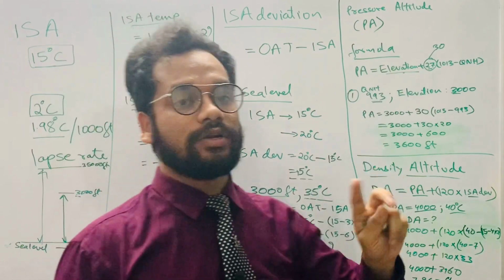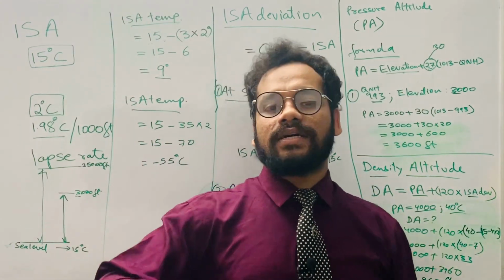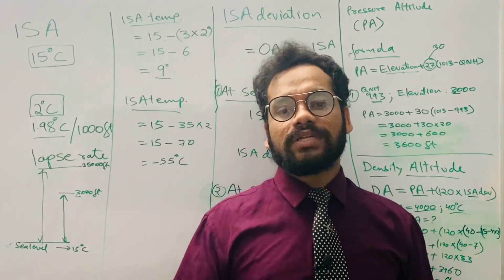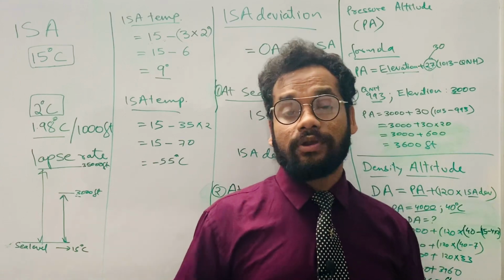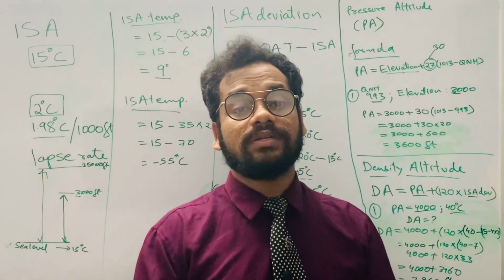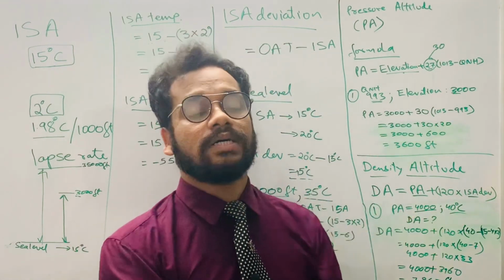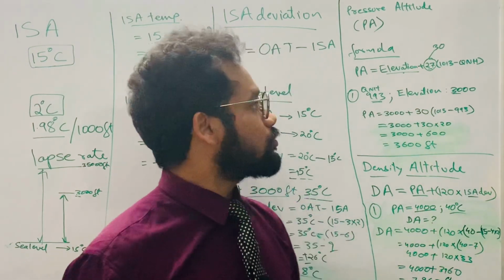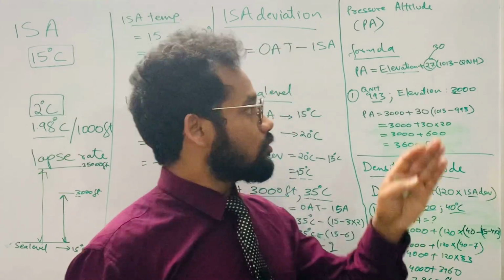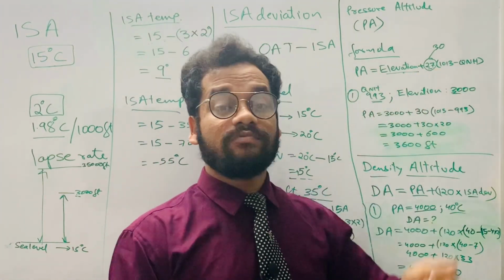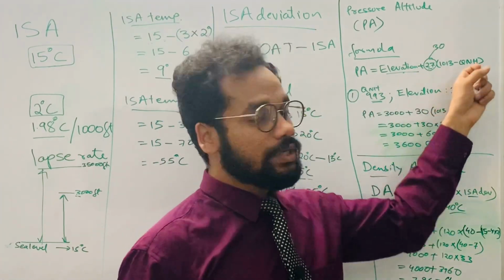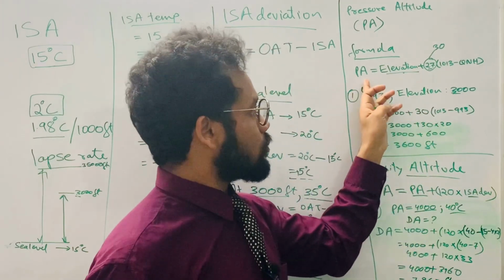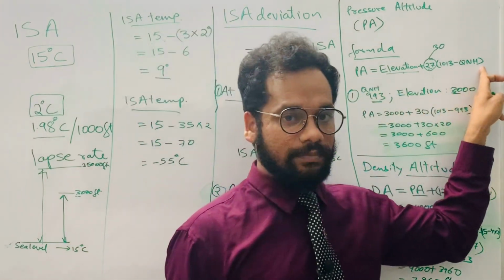Then we have discussed how to calculate the pressure altitude and density altitude. For pressure altitude, there are two ways. One is by setting the pressure of 1013 hectopascal or 29.92 inches of mercury on the altimeter, and then we can see the pressure altitude. All flight levels that we see are pressure altitudes. The other way to calculate pressure altitude is by using a formula, wherein we require the elevation and the QNH values. So this is the formula for calculating the pressure altitude.